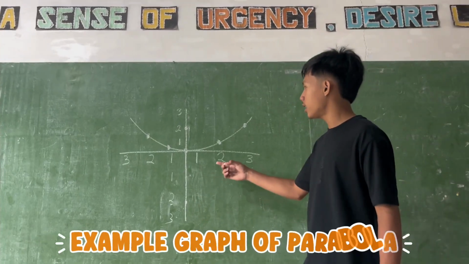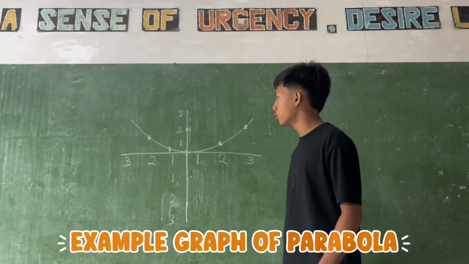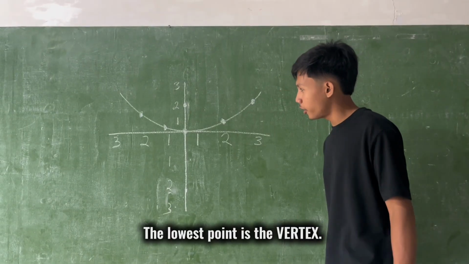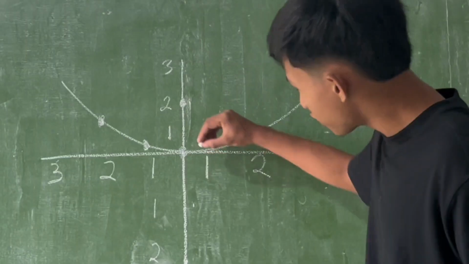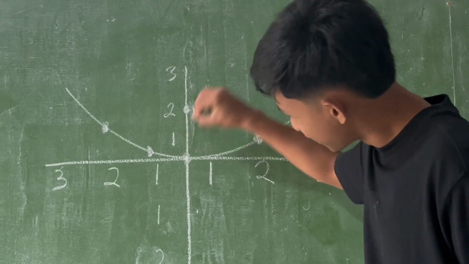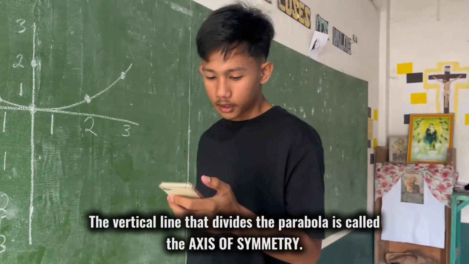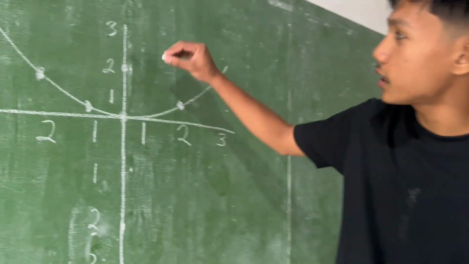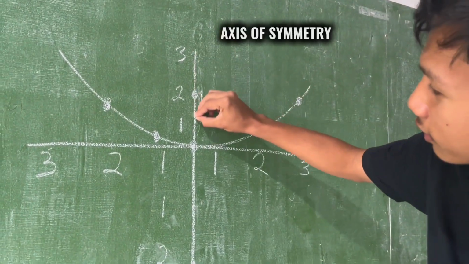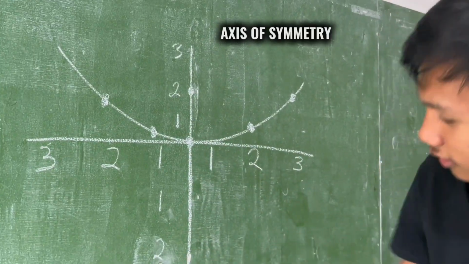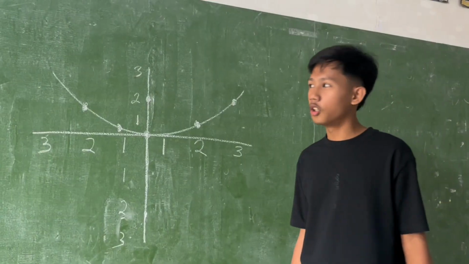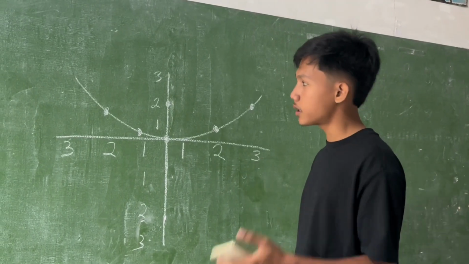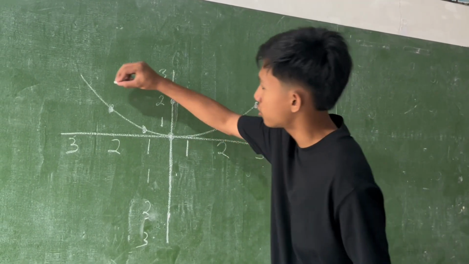Here we can see an example of a parabola shape on a coordinate plane. The lowest point is the vertex. So this is the lowest point. And the vertical line that divides the parabola is called the axis of symmetry. So this is the vertical line. From this graph, we can clearly see how the parabola forms its U-shaped curve. So this is the U-shaped curve.